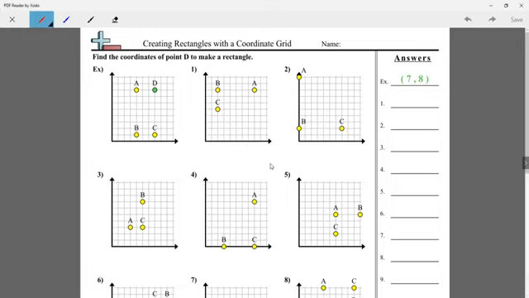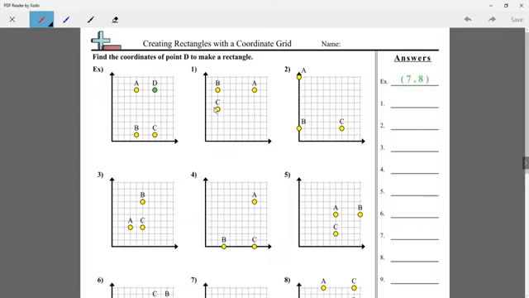In this video, we are going to find the coordinates of point D to make a rectangle. Alright, so this is the example. They have A, B, C, and D to make a rectangle. So making a rectangle is pretty easy, right? So let's go to number 1.